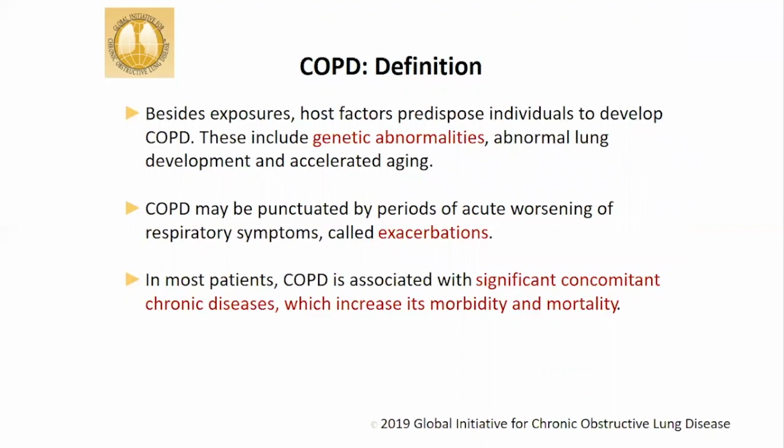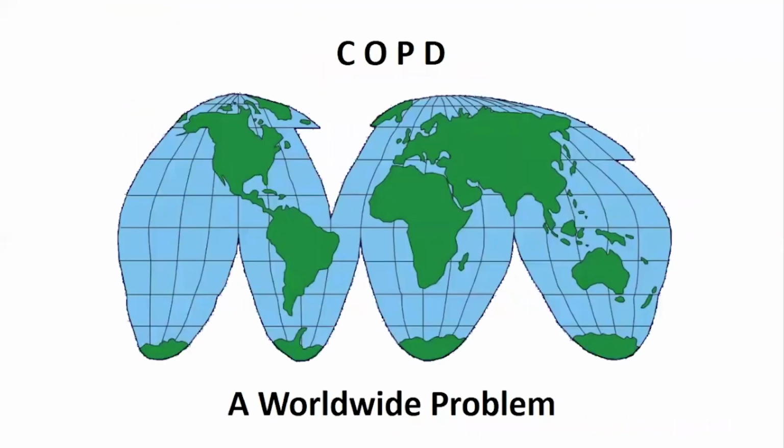COPD may be characterized by exacerbations. When we say exacerbation, this means worsening of the already existing respiratory symptoms. Patients with COPD are expected to have chronic cough and recurrent shortness of breath. But when they go into exacerbation, these symptoms will become worse, which might necessitate emergency room visits or unscheduled visits to their doctor. One of the most important features of COPD is that it is accompanied by other chronic diseases, which may increase its morbidity and mortality.